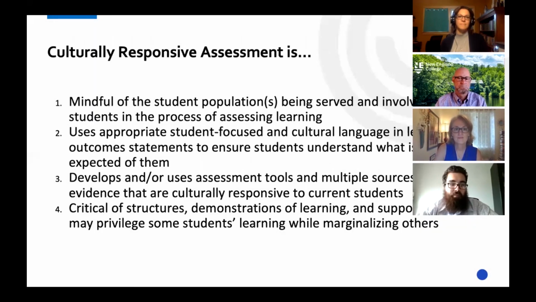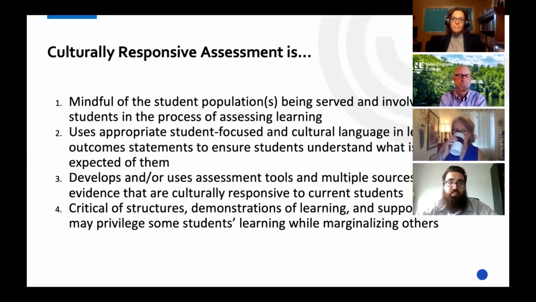And then in LOA, we often talk about equity-minded assessment from the perspective of cultural responsiveness. It builds upon the 6 elements discussed in the previous slides, while also bringing an intentional focus on being mindful of the student populations being served and involving those students in the process of assessing learning, right? So what we talked about before, including students intentionally in the process.